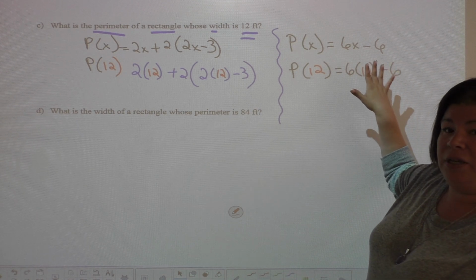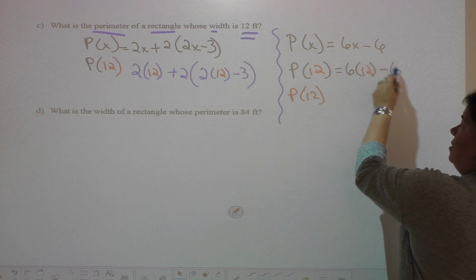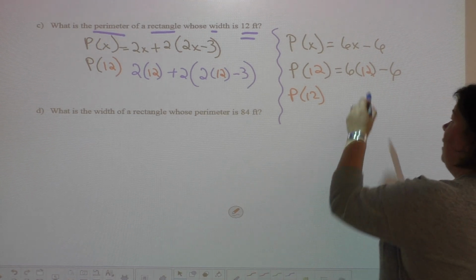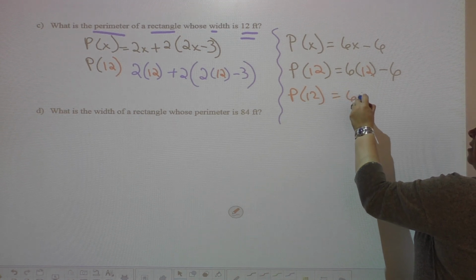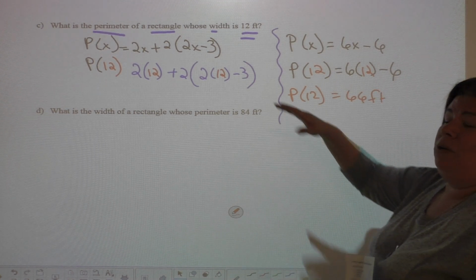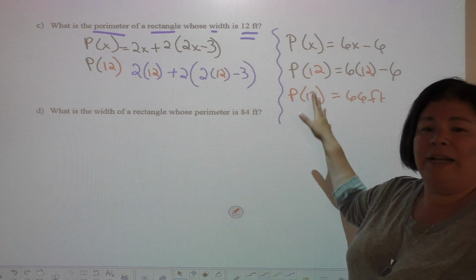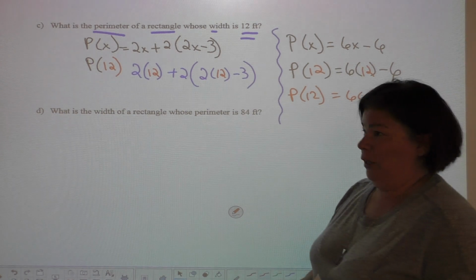I just think personally this one is a lot simpler because it's already evaluated and we just need to simplify. So 72 minus 6 is 66. And this is feet. So, you know, in a sentence you write the perimeter of the rectangle is 66 feet that has a width of 12 feet.